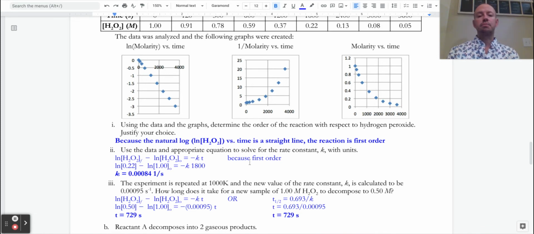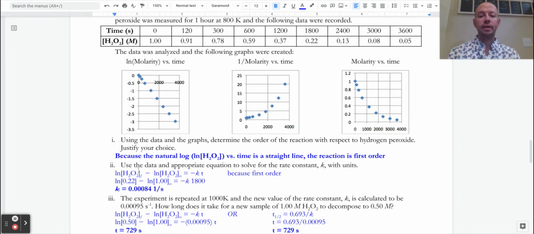Using data and the appropriate equation, solve for K. So because it's first order, we go to the natural log equation, the final natural log minus the initial natural log equals minus kt. And this is where we would need some data here, or we'd have to read our graph a little bit more precisely than we can. So I just plugged in some values, final minus initial. I chose any time that I wanted. For some reason, I picked that guy right there. I got a value for K.